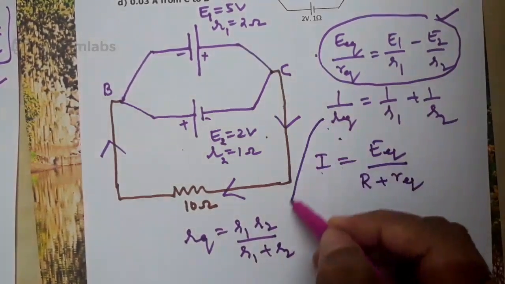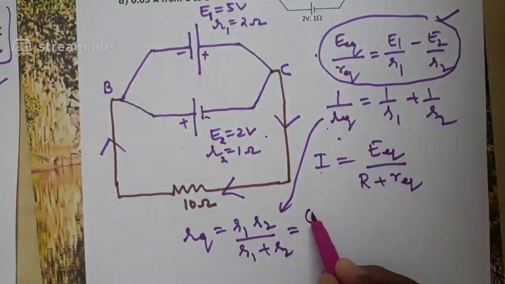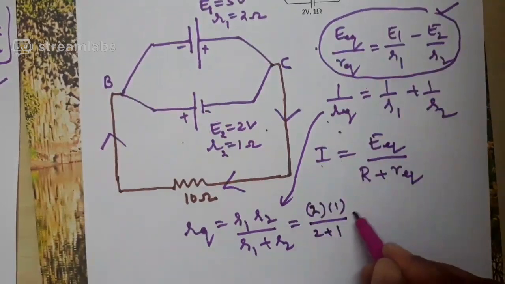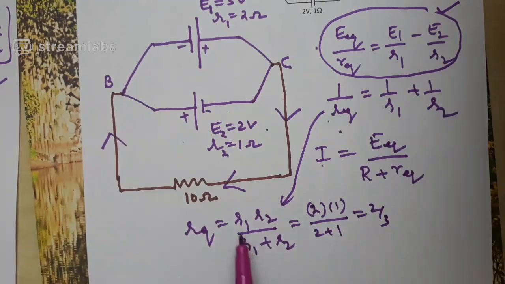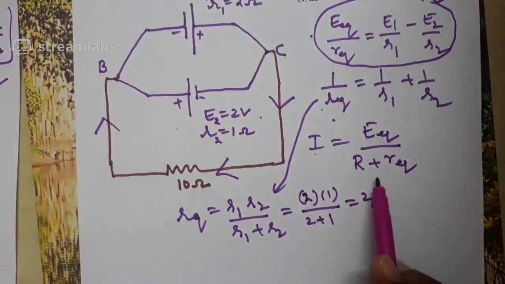See, 1 by R equivalent is given by this equation, which means, what is R1? You can say 2 ohm. 2 ohm into 1 ohm divided by 2 plus 1. What is the answer you get? 2 by 3 ohm. R1 R2 by R1 plus R2. R equivalent I got 2 by 3 ohm. Capital R I know, 10 ohm.